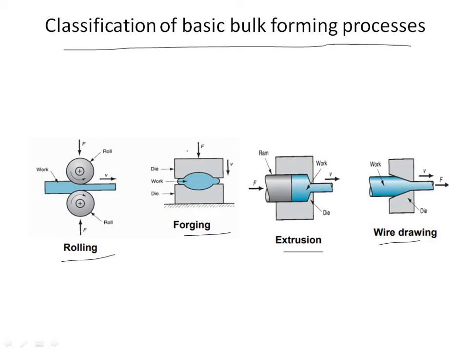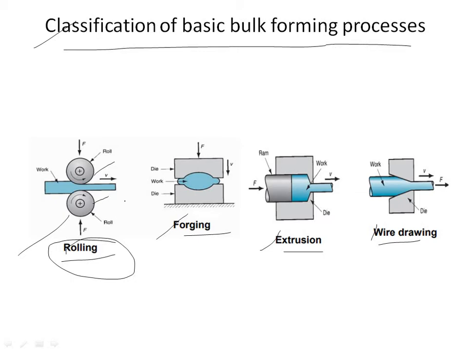Okay. In the classification of basic bulk forming processes, first we will discuss rolling, next forging, extrusion and wire drawing. First of all, rolling. So what is rolling? In this process, you can see the rolls placed above and below the workpiece.